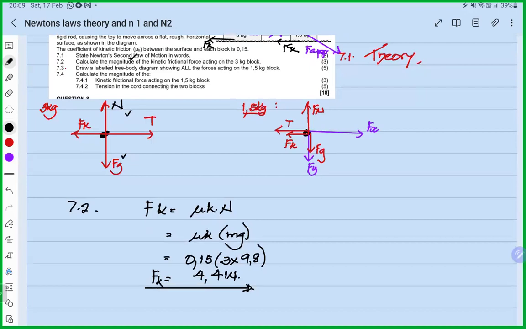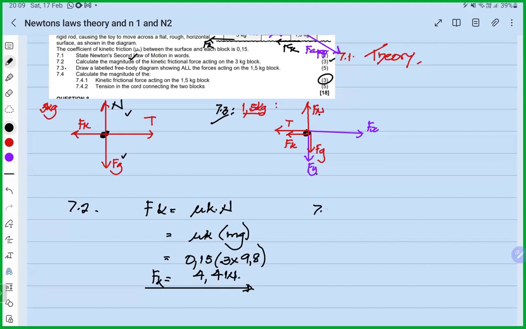Draw and label a free body diagram of all the forces acting on the 1.5 kilogram mass. So we did 7.3 here. And then calculate the kinetic frictional force on the 1.5 kilogram mass. Don't be fooled by this 3 marks. Although the other one was also 3 marks, the first 3 marks were far easier to obtain. Here, your normal force is not equal to your gravitational force.